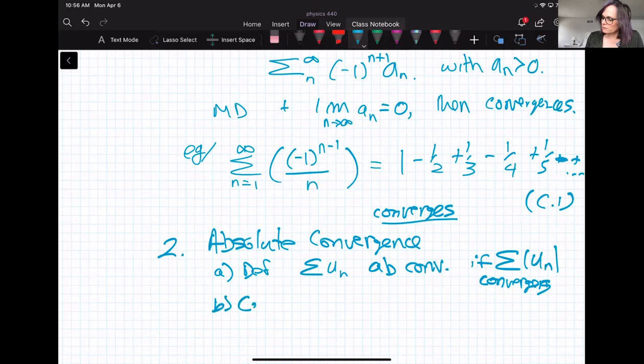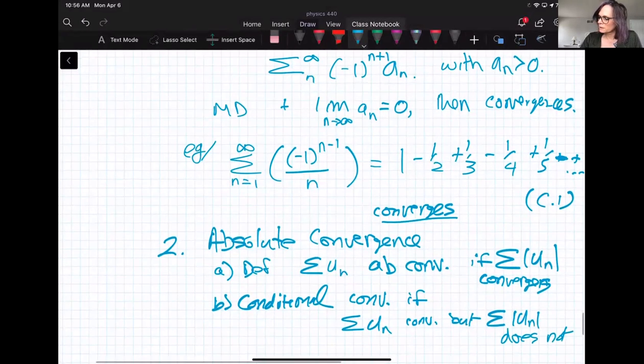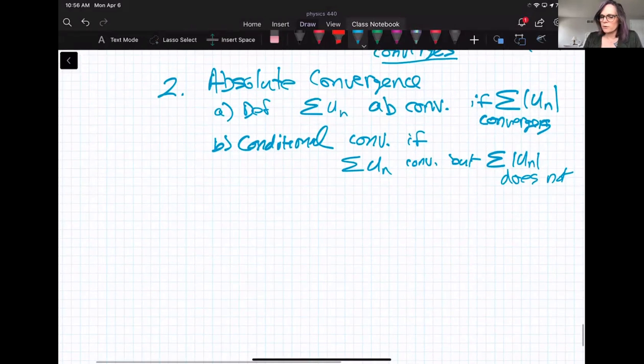You can have conditional convergence, which is what we have up here, if the series u sub n converges, but the series of absolute values of u sub n does not, right? So, for example, the alternating harmonic series is conditionally convergent, but obviously not absolutely convergent.